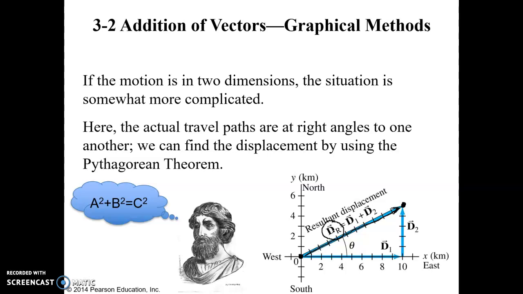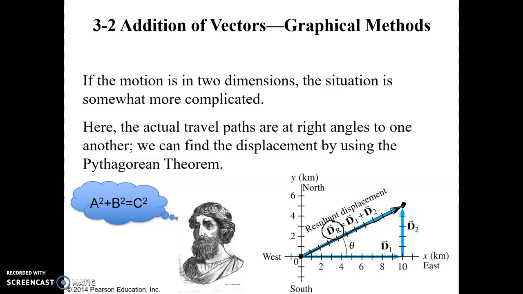So that diagonal line graphically represents the addition of these two vectors. Now we'll get into in the next few slides how to actually mathematically add these and find out what is the magnitude and what is the direction of this vector. But as you can see here from the image I've got here, it has to do with the Pythagorean theorem.